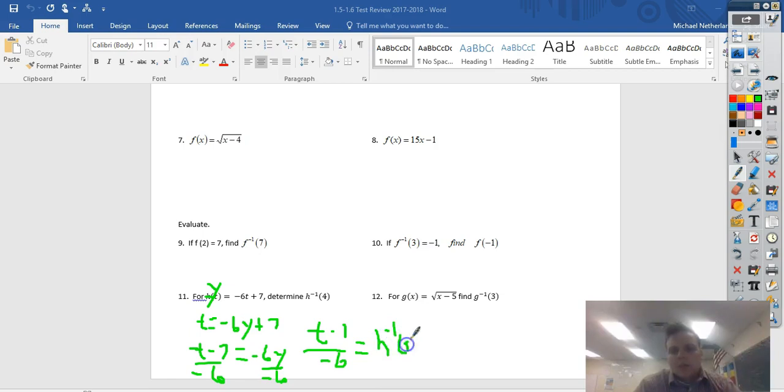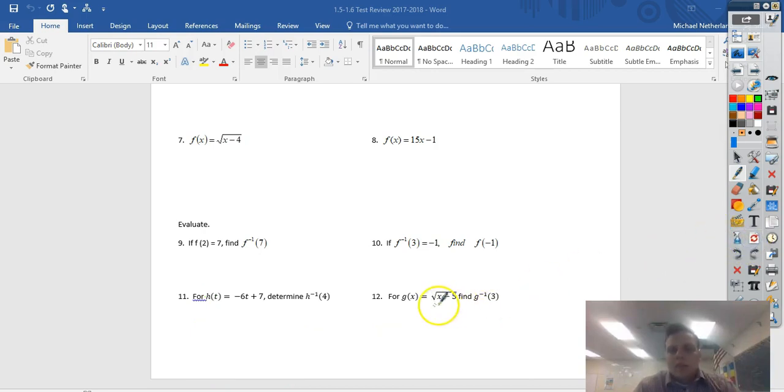But now, instead of plugging in a t, I just want to plug in a 4, right? Because that's what this problem's saying. So I'm going to say 4 minus 7 divided by -6. 4 minus 7 is -3. -3 divided by -6 is just 1/2. And there we go. All right.